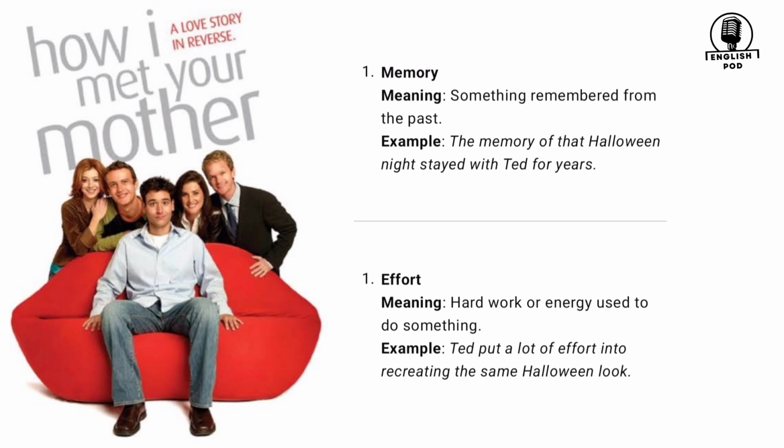Memory. Something remembered from the past. And the example is the memory of that Halloween night stayed with Ted for years. Powerful. It's like this one encounter that he had with this girl has shaped years of his life. Years of his life. I mean, think about that. How many times do we think back on something that happened and it influences our actions even years later? Totally. That's crazy. Okay, so our ninth word is effort.